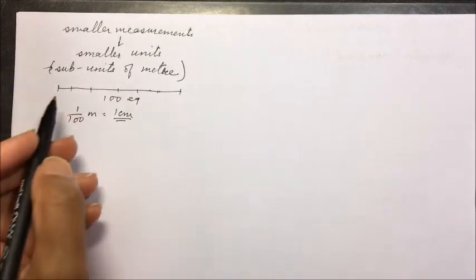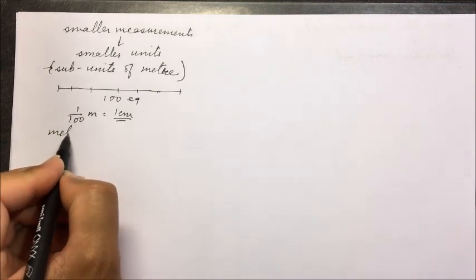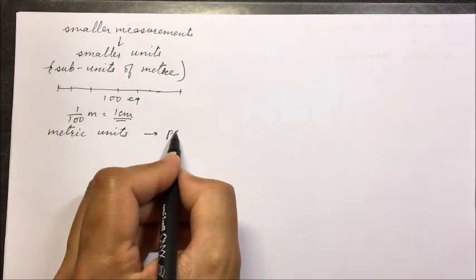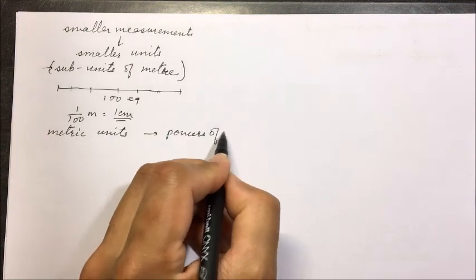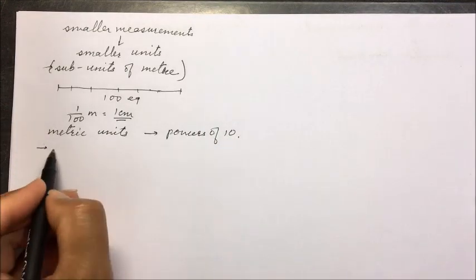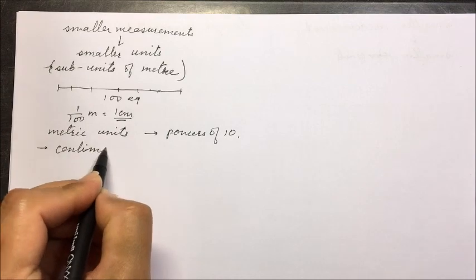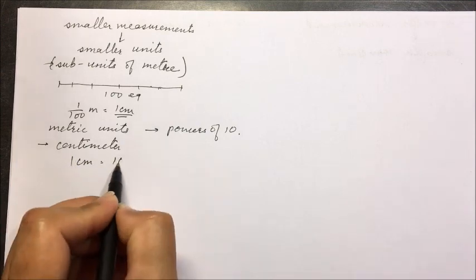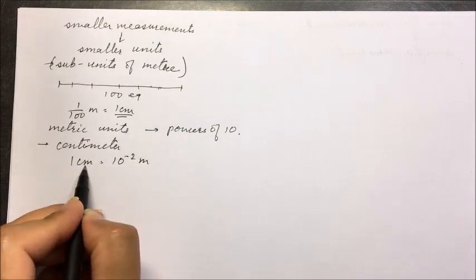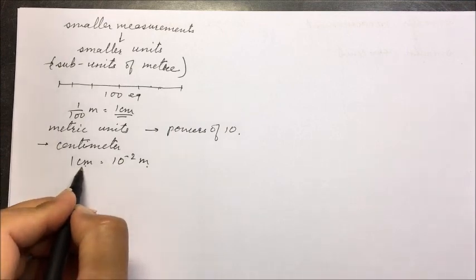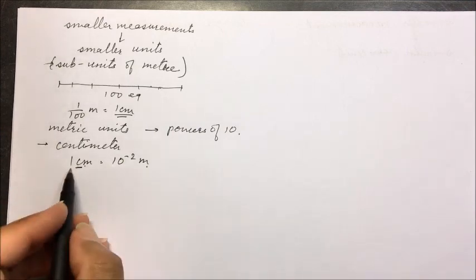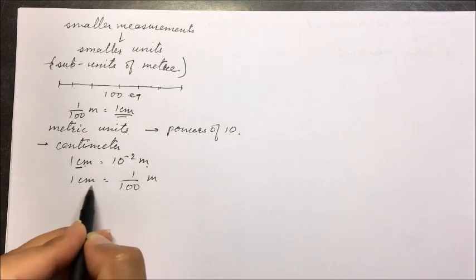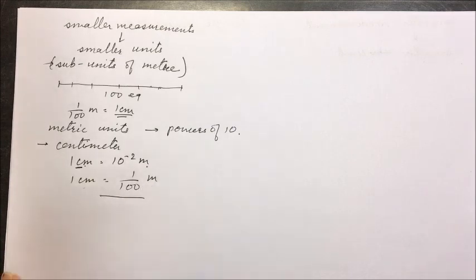In subunits we will mainly be discussing metric units first, that is, they are related in powers of 10. Among the smaller units, let us first discuss centimeter. 1 centimeter equals 10 raised to power minus 2 meter. This is how centimeter is related with meter. Here we use the prefix centi. So 1 centimeter equals 1 by 100 meter, the 100th part of a meter.